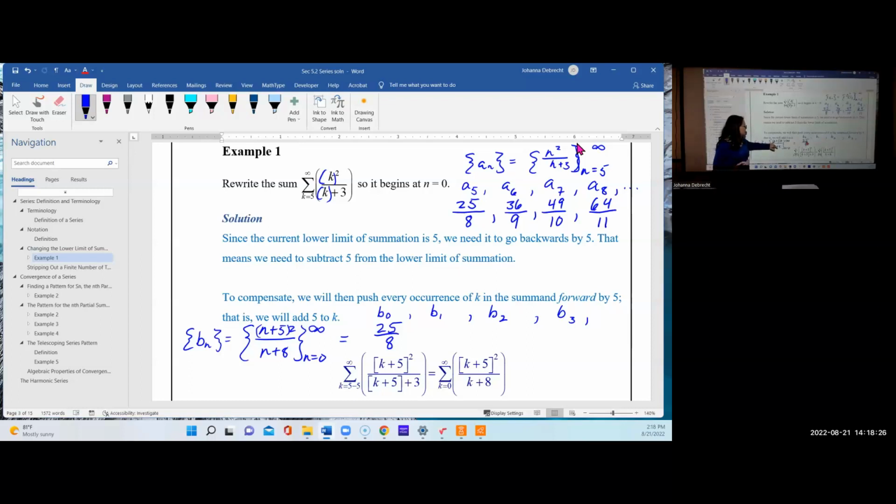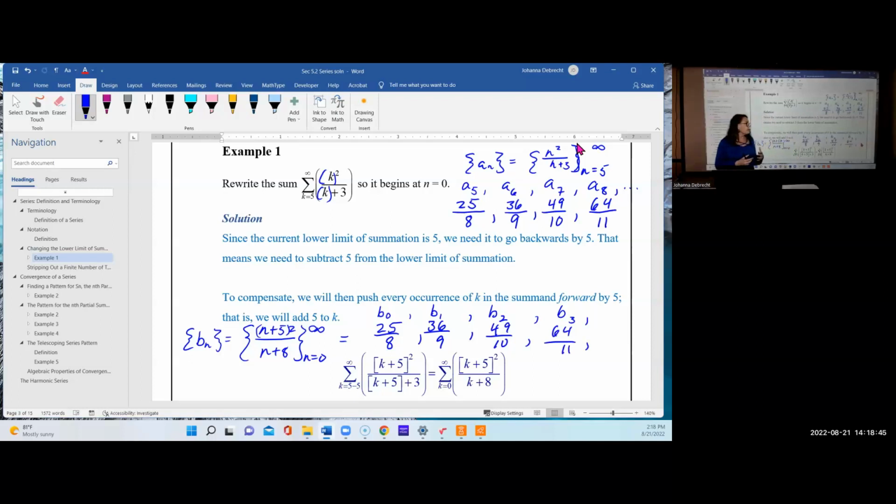And then I substitute in 1. So I get 6 squared, which is 36, over 1 plus 8, which is 9. And you can see that I am going to get exactly the same list of values for this sequence as I got for the sequence when written in a different way.